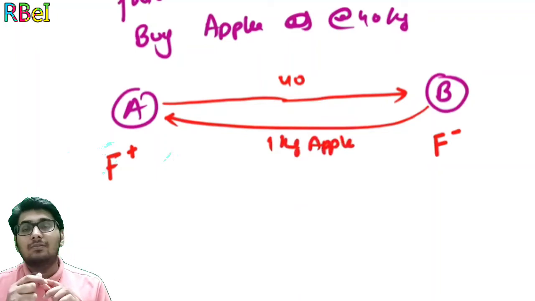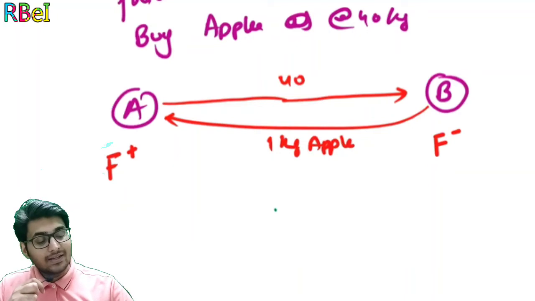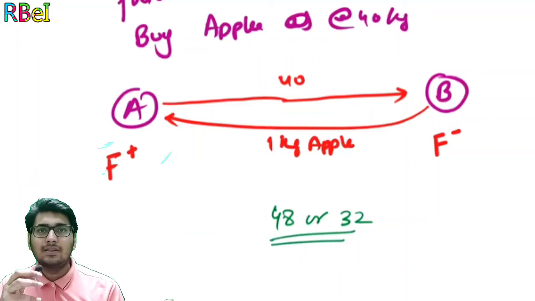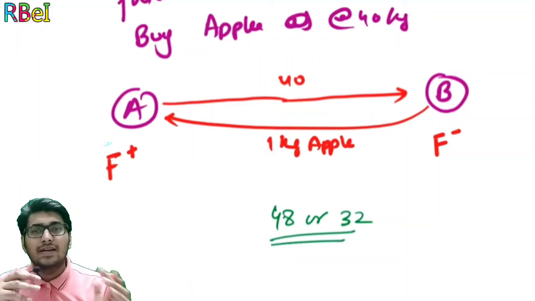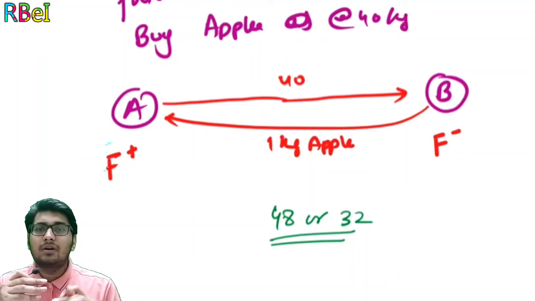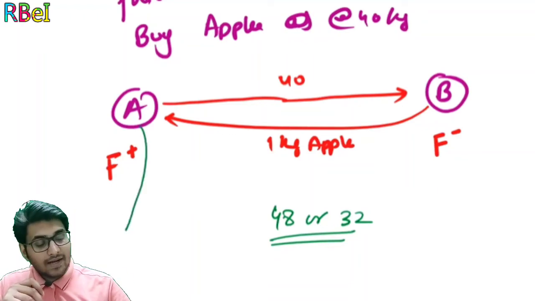Now after 1 month, whatever the price will be, whether it will become 48 or it will become 32. After 1 month, the price of the apple is fluctuating. It's not constant. So there is one person who will gain and there is one person who will lose. Clear? But what's my right?